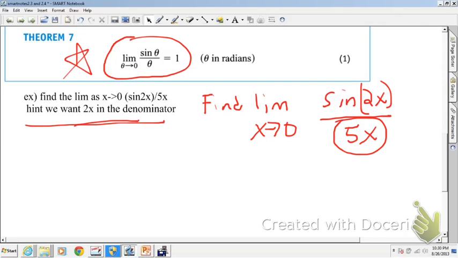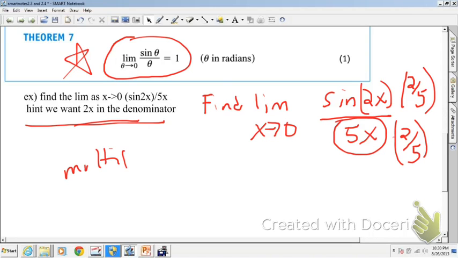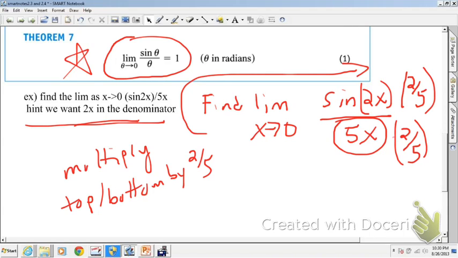So now we're going to talk about these algebraic manipulations. So hopefully you're thinking to yourself, well, I could multiply by 2/5. Well, that's true. But whatever you do to the bottom, you've got to do to the top, right, to keep it legal. So note to self, multiply top and bottom, I mean numerator and denominator, by 2/5. Okay, so that's what we did there.